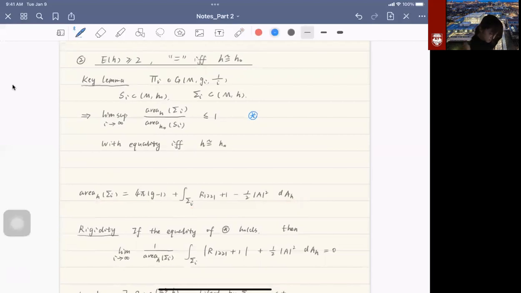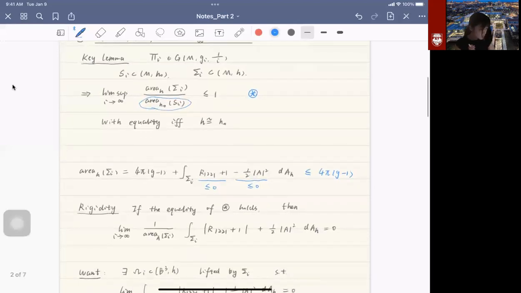So this part is negative, less than or equal to 0. And this part is also less than or equal to 0. So clearly, the error must be at most 4 pi g minus 1. And on the other hand, if we look at the error of this denominator, it's approaching 4 pi g minus 1 when I goes to infinity due to Zapp's result. So the inequality part is clear.